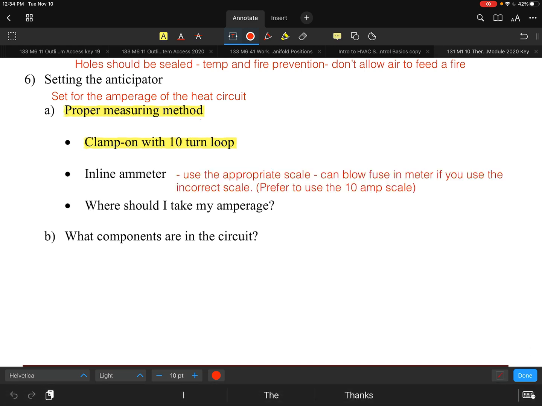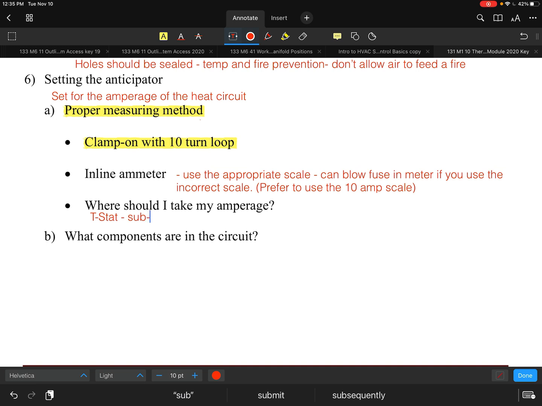The next one identifies where you should take that reading. I have a few places. One of them is you could take it right at the thermostat. So I'll put T-stat in there. The T-stat is one of them.